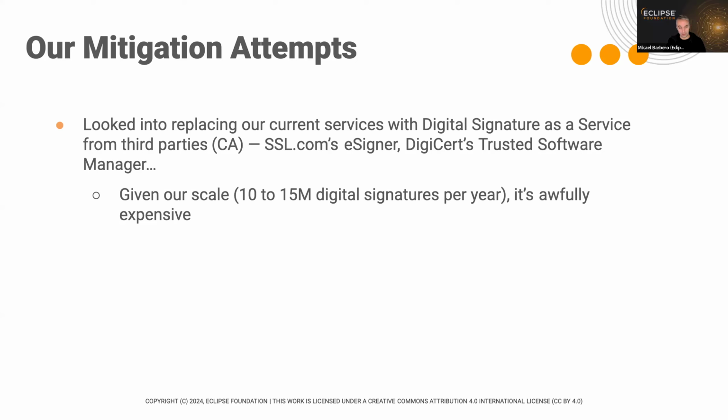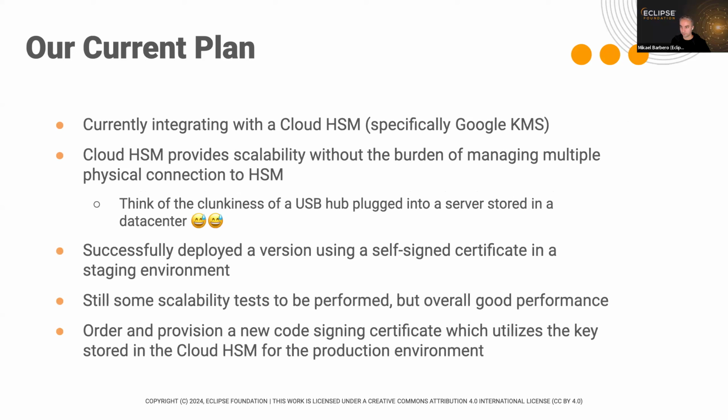We sign at the Eclipse Foundation between 10 and 15 million binaries per year with those certificates. And the basic, or low tier, of usage from those services is in the thousands. So you can imagine that the scale is really humongous on our side, and we just cannot do that. We just cannot move to digital signature as a service.